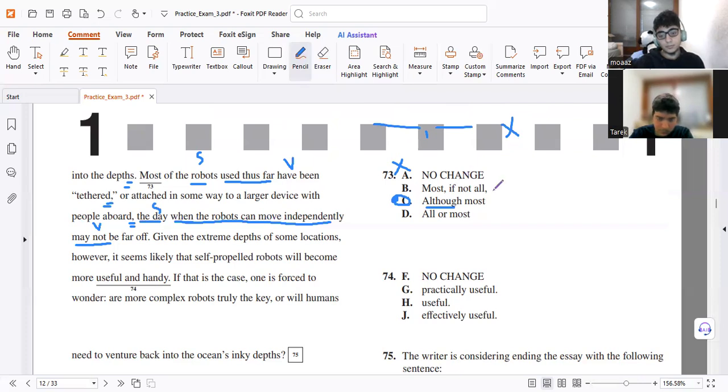If not all, it does not make sense. It's the same sentence, so the same mistake. All or most, the same mistake. So the test maker changes only the subject. Subject, subject, and the verb, so it is a comma splice mistake. But here there is a subordinating conjunction. That's why. Makes sense.